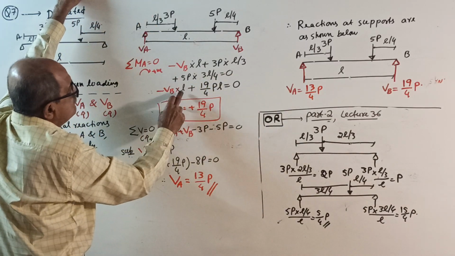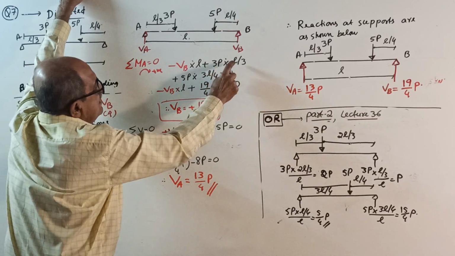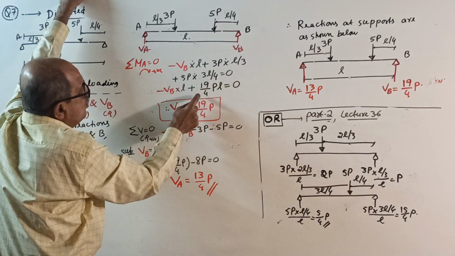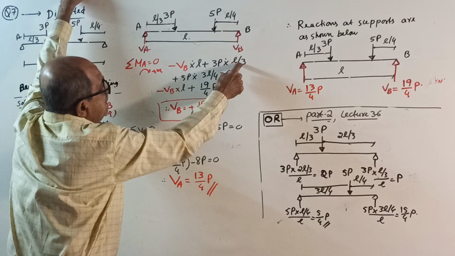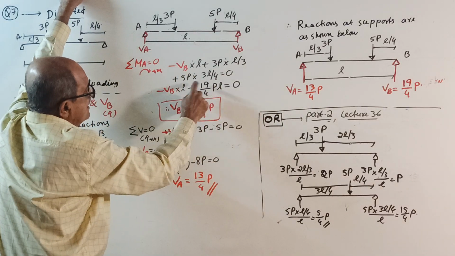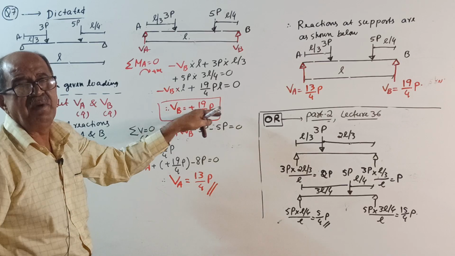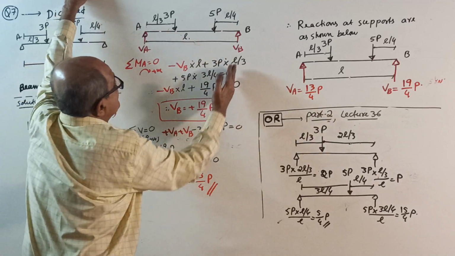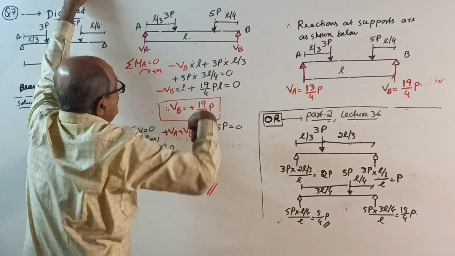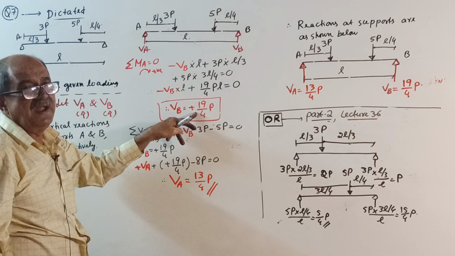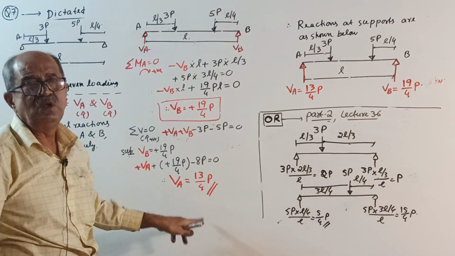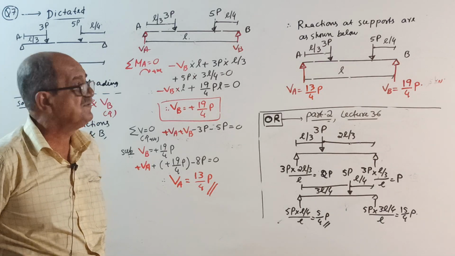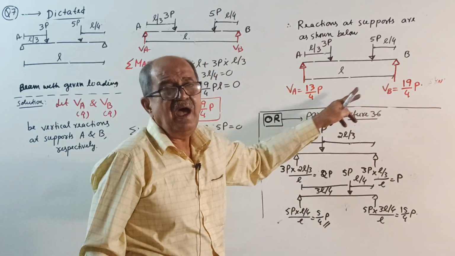You will get minus VB L. See, 3 divided by 3 plus 5 into 3 divided by 4 will come 19 by 4 into PL. Now, L will cancel. VB will come plus 19 by 4P. Sigma V equal to 0, I don't have to explain: plus VA plus VB minus 3P minus 5P equal to 0. Substitute VB equal to 19 by 4P. You get VA equal to 13 by 4P. Okay, then I solved the unsymmetrical load. Therefore, reactions are as shown below.